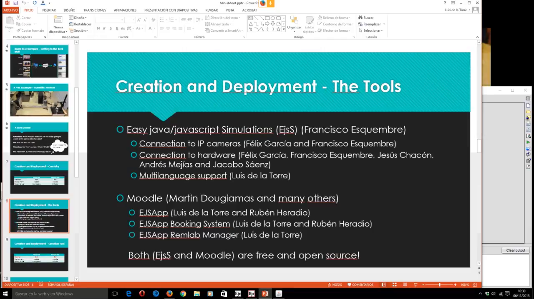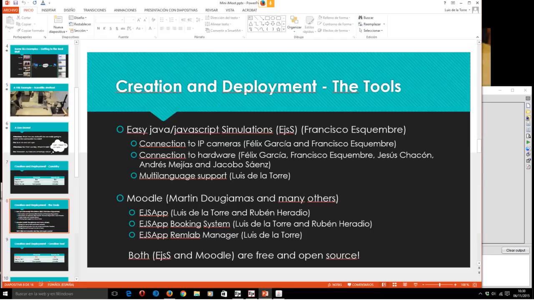Connection to hardware, thanks also to Felix Garcia, Francisco Esquembre, a teacher at the University of Huelva called Andrés Mejías, and a couple of people in my group at UNED, Jesús Chacón and Jacobo Sainz. We have multi-language support for the virtual and the remote labs. That's something I added to the tool. So when you change the language in Moodle, the application changes its language also.